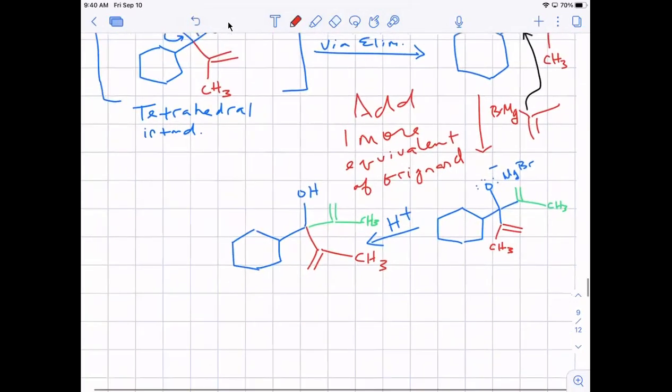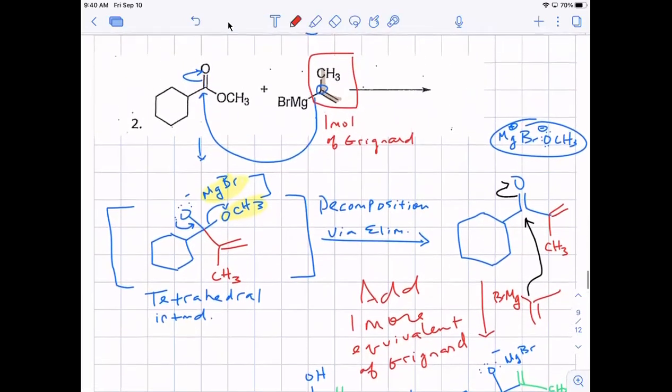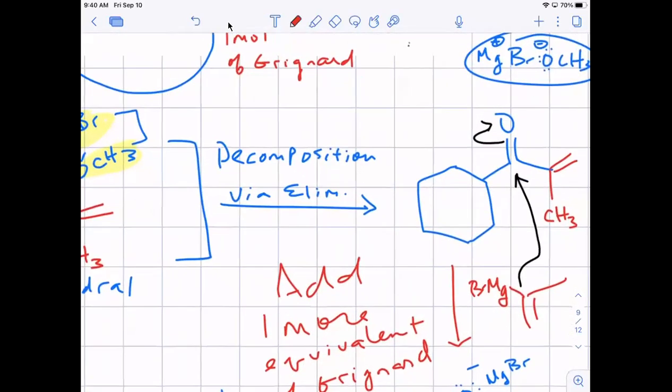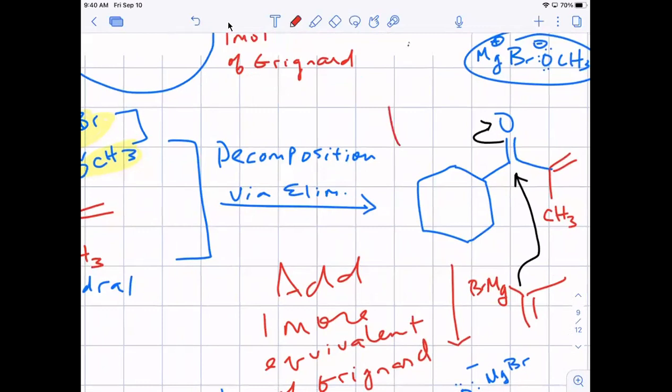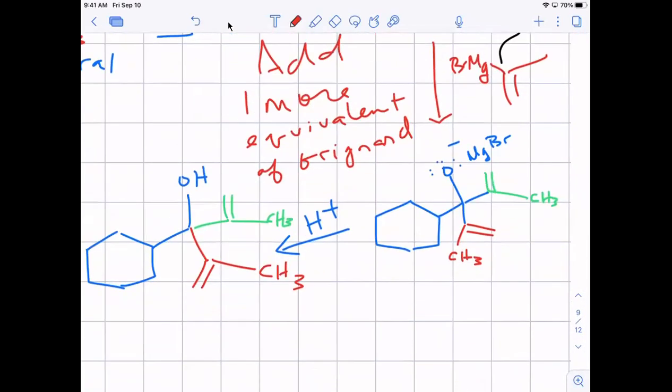But you see the difference, right? If I only add one equivalent of my Grignard, I'm going to stop at the ketone. If I add two equivalents, and then add in a quench step, I'm going to end up with the alcohol. Right? Questions about that?